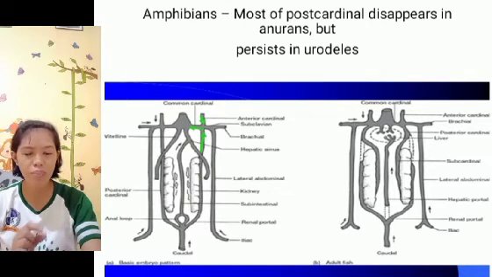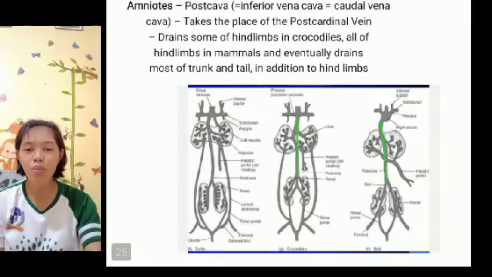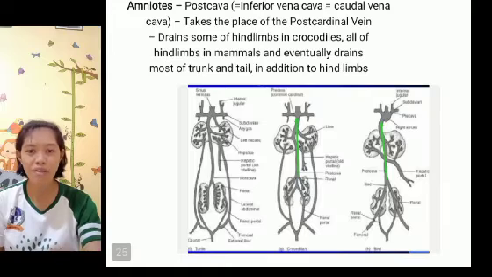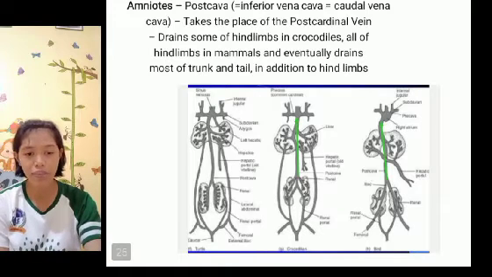If it is disappearing in this area, what will happen next? What will happen to the structure? Are there new vessels that will form? We have here our amniotes, the postcava, or we can call this the inferior vena cava, caudal vena cava. It takes the place of the postcardinal vein. As we can see, in amphibians, the anurans, the postcardinal disappears.